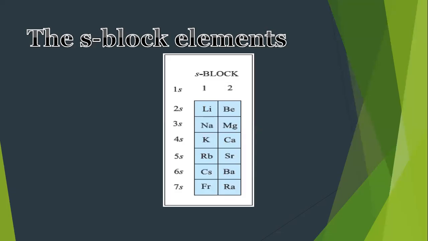S block elements. We have already discussed that our modern periodic table is divided into four blocks: S block, P block, D block, and F block. Let's start with the general summary about the S block. The first family is the lithium family and the second is the beryllium family. These two families come in S block elements.